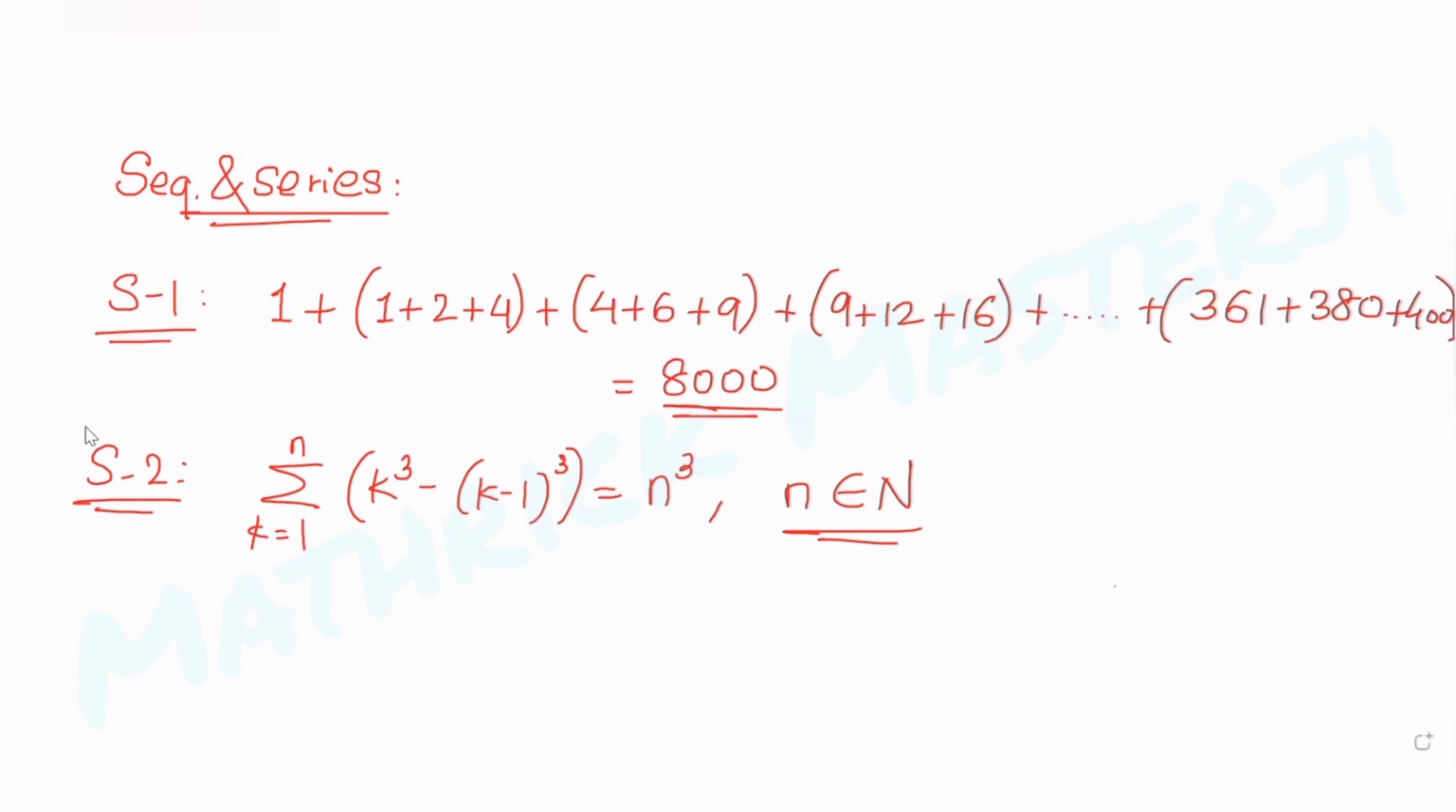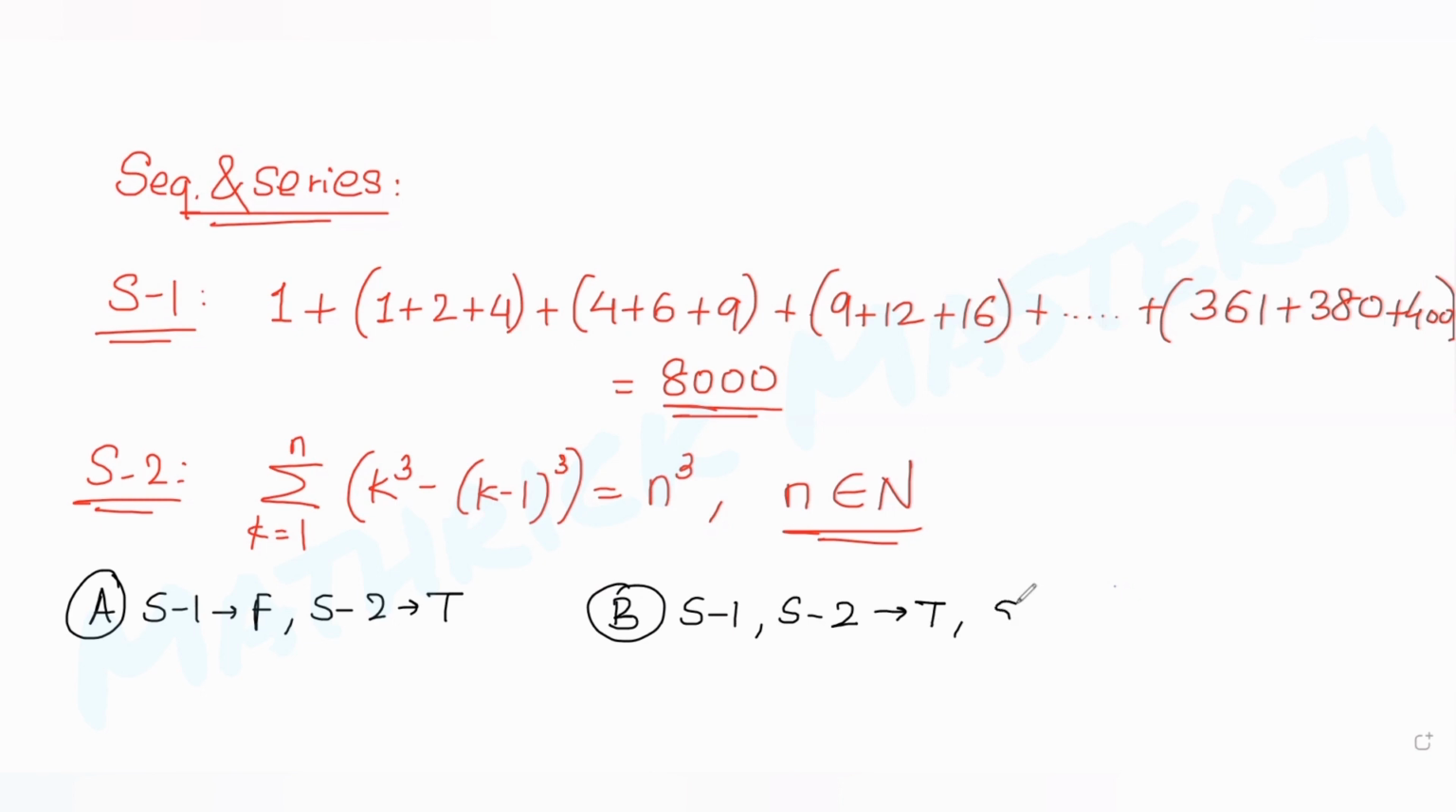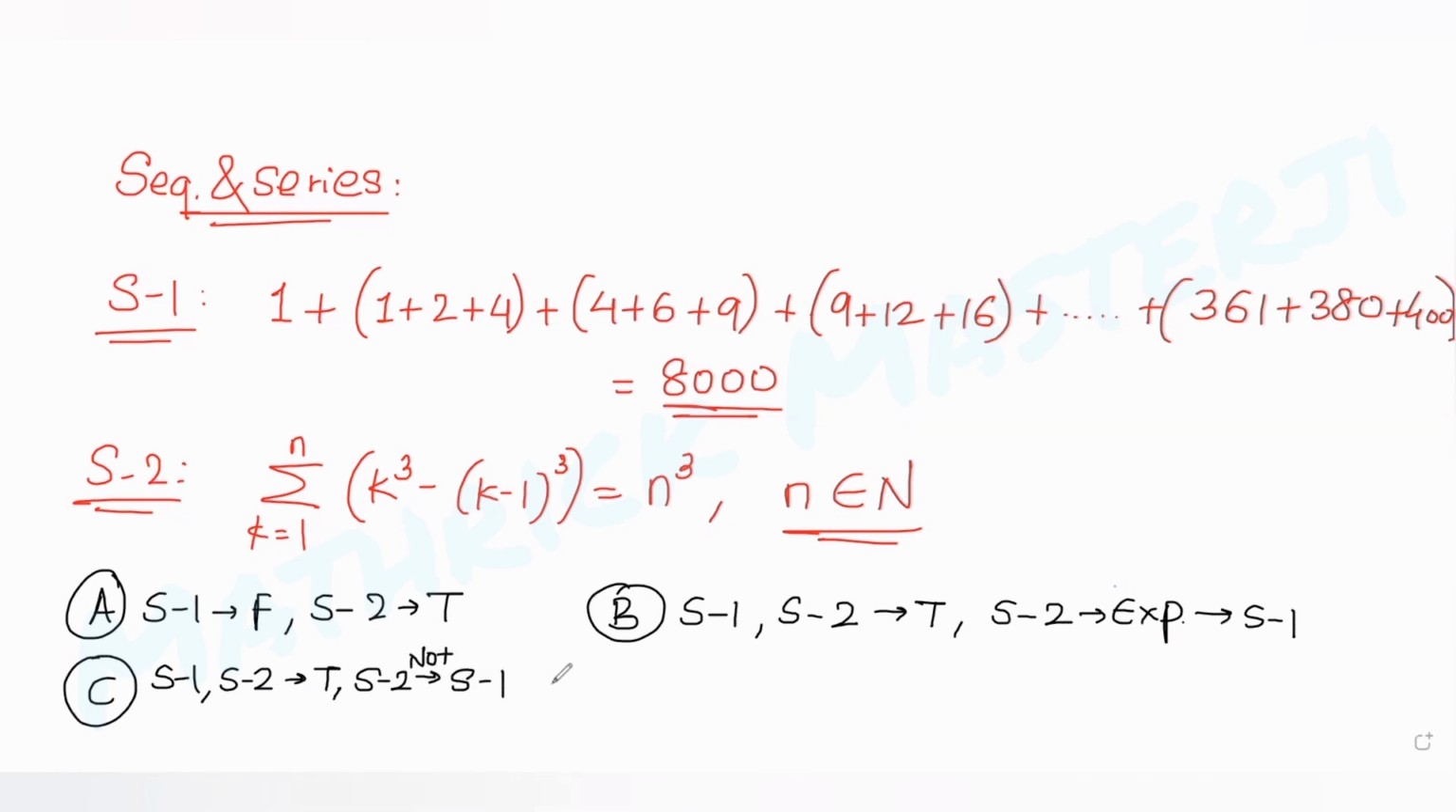And the answer choices given to us are: first, statement 1 is false, statement 2 is true. Second, statement 1 is true, statement 2 is also true, so both of them true, and statement 2 is a correct explanation for statement 1. Next, statement 1 is true and 2 is also true, but statement 2 is not a correct explanation for statement 1. And the last answer choice is statement 1 is true, statement 2 is false. So these are the four answer choices given to us. Let's see how to solve this question.